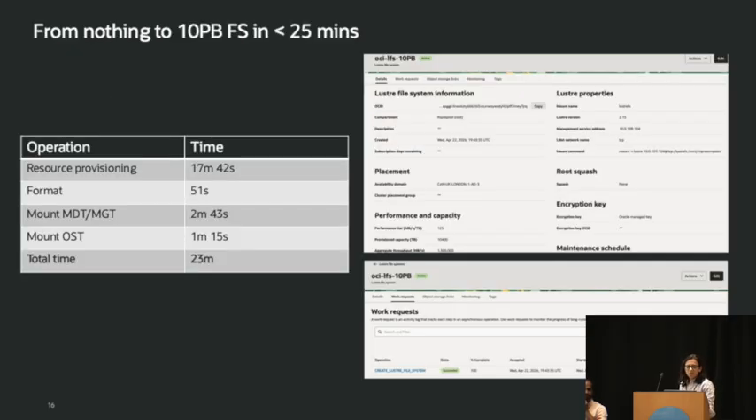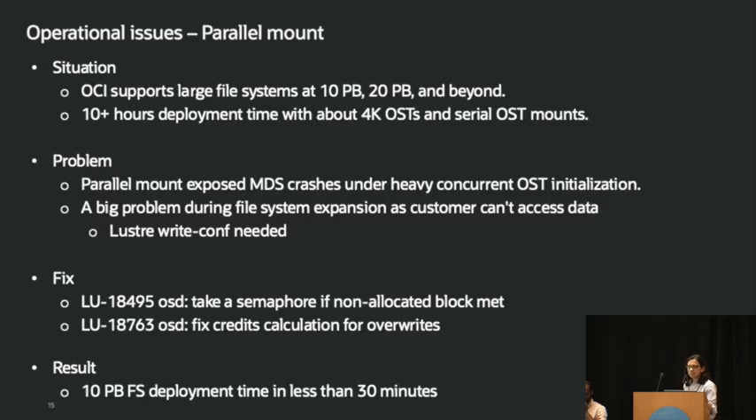Yeah. So the next issue. Traditionally, in these Lustre deployments, we usually just leverage serial mounts of the targets. Like we mount MGTs, we mount MDTs, and then we mount OSTs, and then eventually the client nodes can mount the file system.